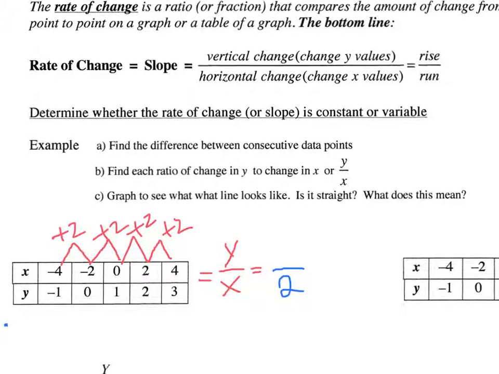Now let's measure the amount of change on the y values. Going from -1 to 0, I added 1. To get from 0 to 1, I added 1. To get from 1 to 2, I added 1. And to get from 2 to 3, I added 1. What this means is there is a consistent or a constant change in the y values from point to point of 1. And this is a way of measuring the slope here, which is 1/2. However, we're going to call it the rate of change.